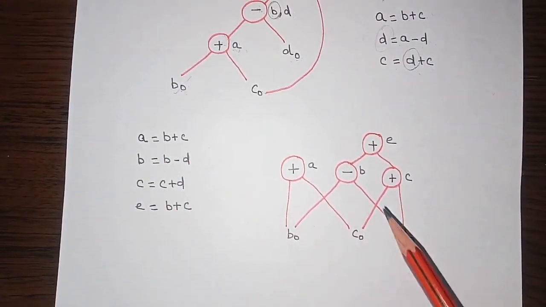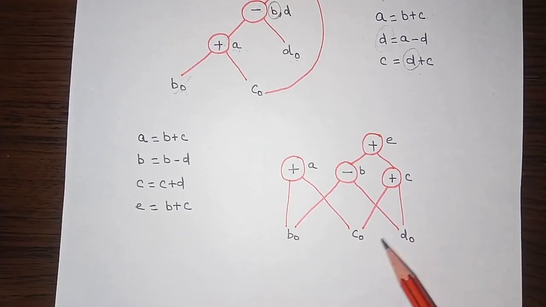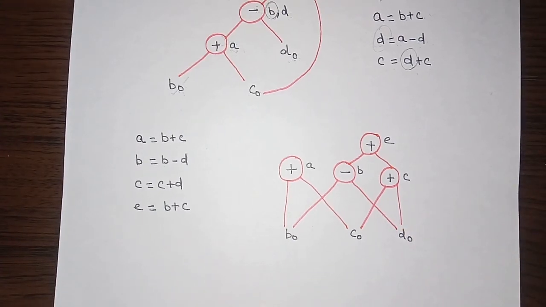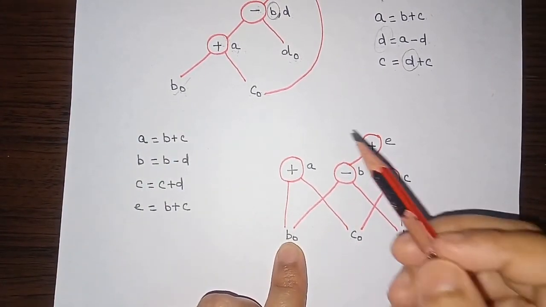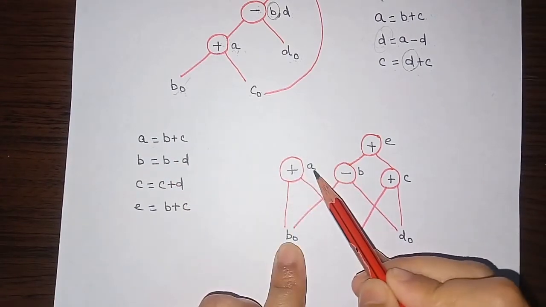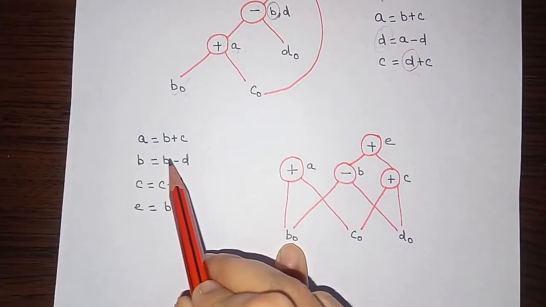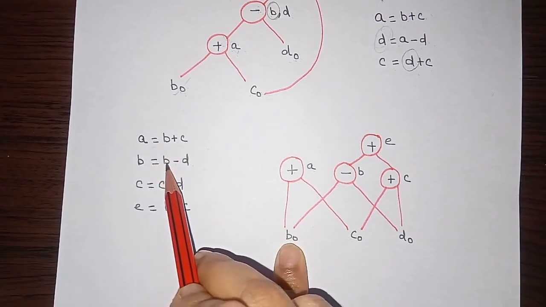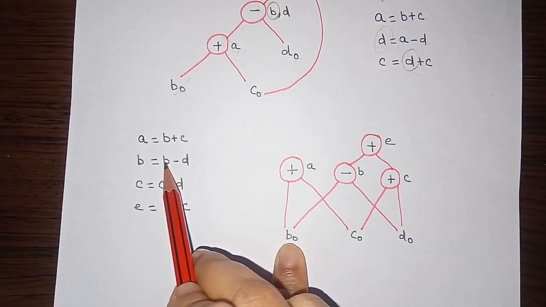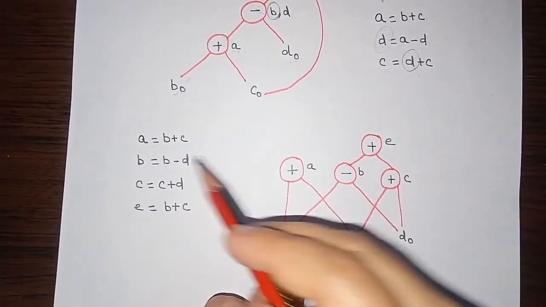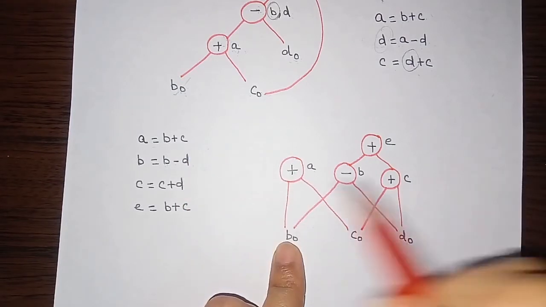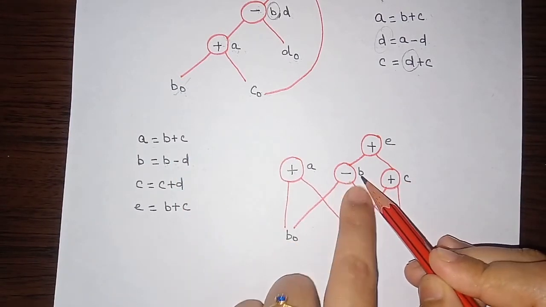This is one more example for constructing the DAG and for eliminating the local common sub expression. So for these given statements, this is how the DAG will be. Initially we have a is equal to b plus c. So we are taking b naught and c naught and performing addition. The result will be stored in a. Then coming to the next statement, we have b minus d. So here we didn't change the value of b anywhere. So we are taking b naught as the value here. So taking b naught and then taking d naught. Why? Because this is the initial value here. So taking d naught and we are performing subtraction. The result will be stored inside b.